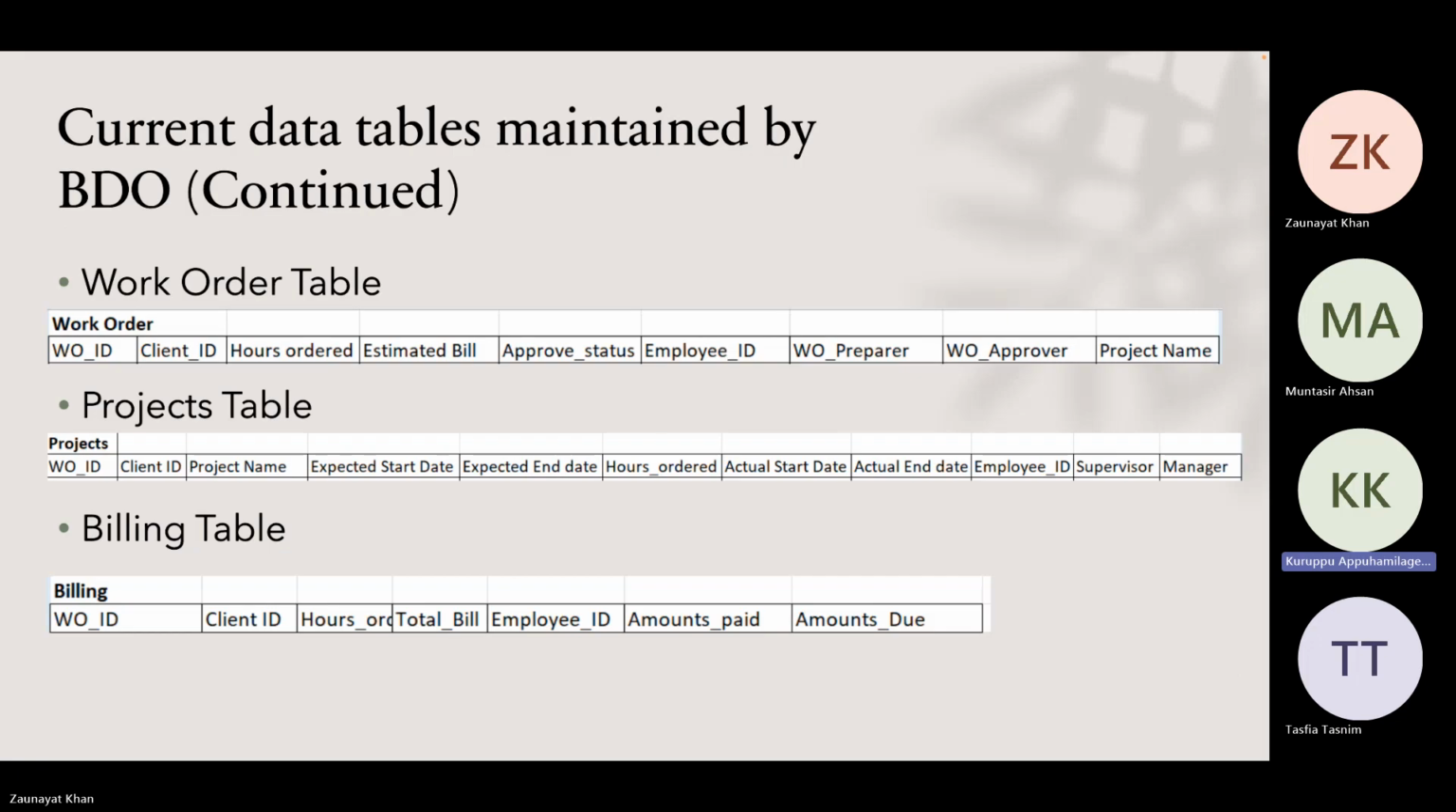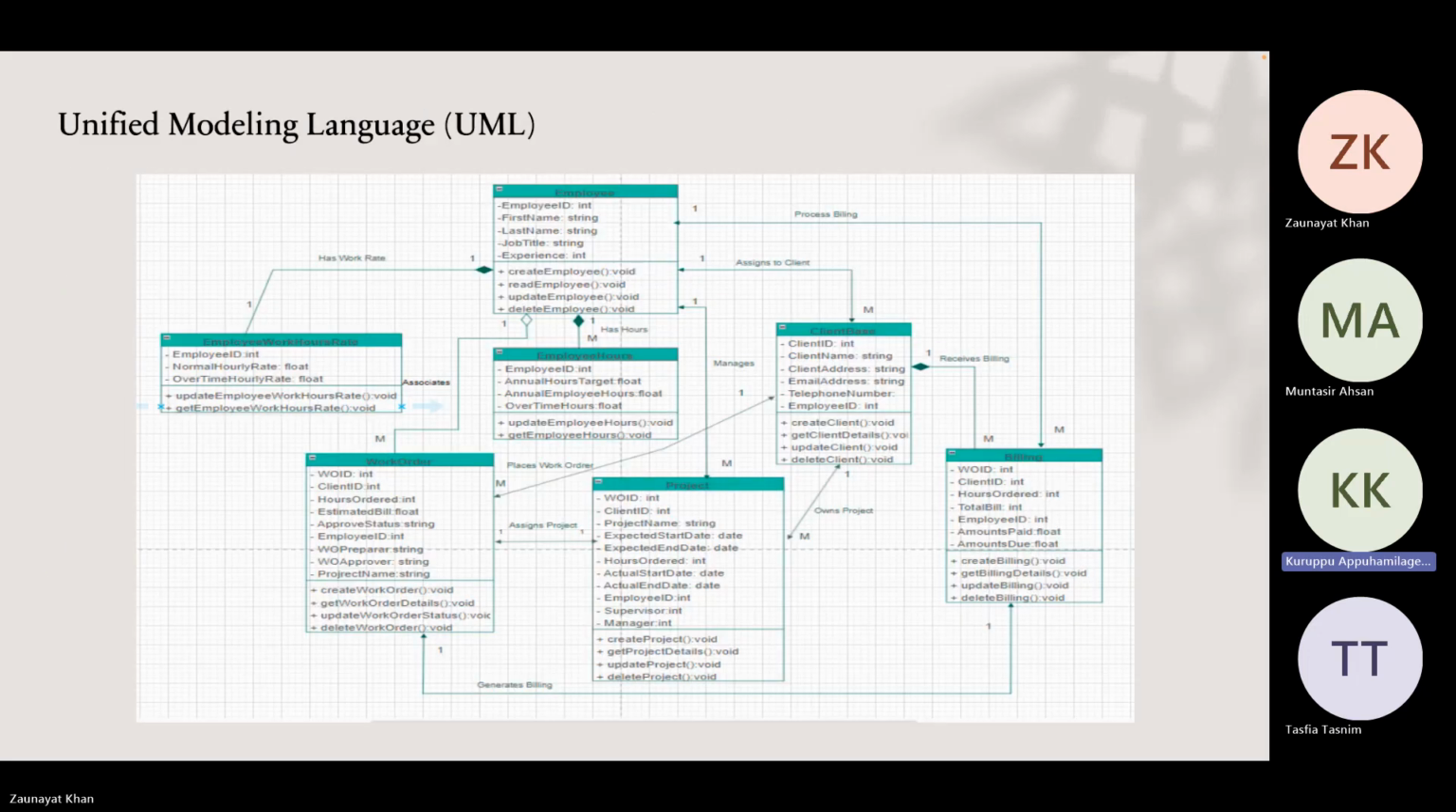The other table is the work order table. Each work starts with a work order. So the work order has all the details, including approvals. Then the project table, it has the project start and end dates and the actual period that the project has covered and which employees were engaged in it. Then finally, the billing table, which has the amount billed and amount due. Next, Muntasir will explain the ER diagram.